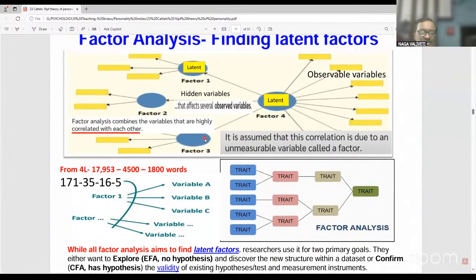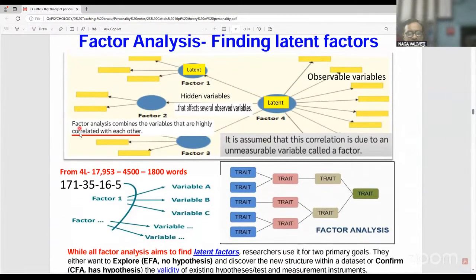This is how it is done. Factor analysis combines variables that are highly correlated with each other. Highly correlated here means about 0.85, 0.8, 0.9, like that. That strength is there, so we consider them as considerable.